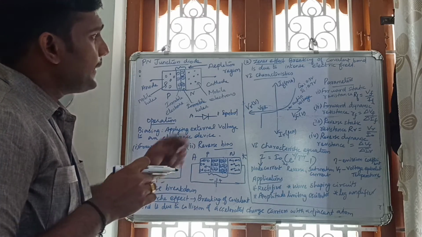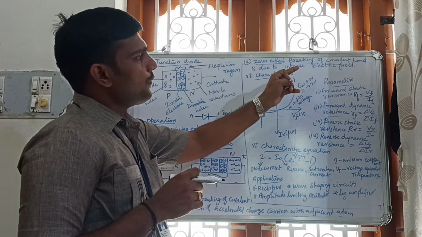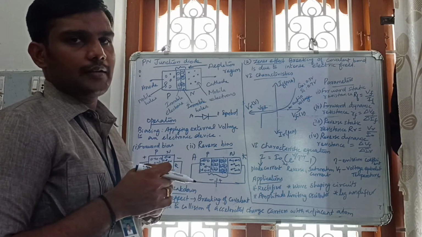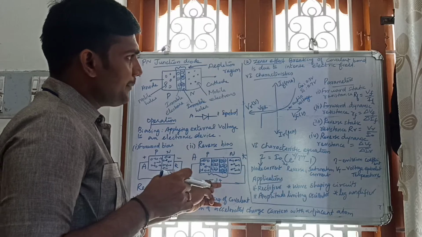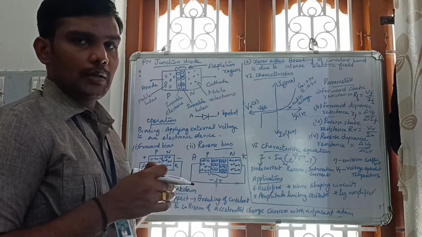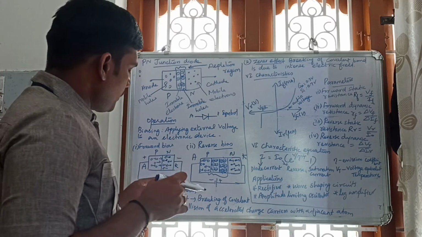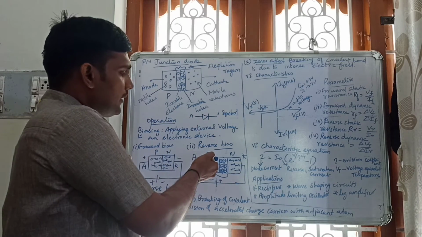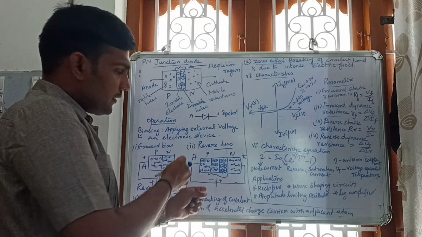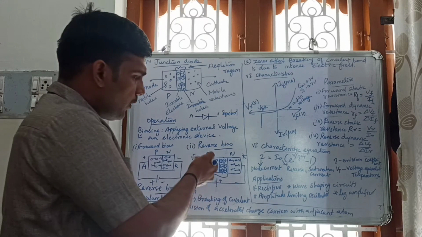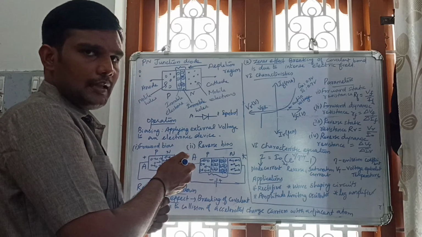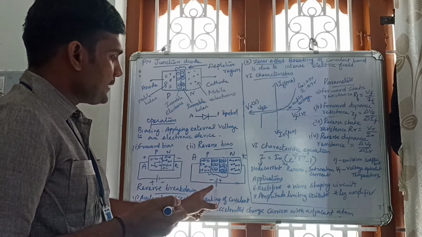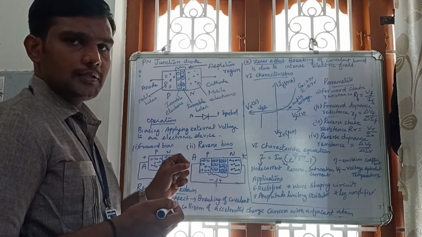And the Zener effect: here the breaking of covalent bonds is due to an intense electric field. Intense means a heavy electric field, right? So when a heavy reverse bias is applied, Zener breakdown occurs. Because of avalanche breakdown and Zener breakdown, when the supply reverse bias is more, breakdown occurs. After the breakdown occurs, the current increases. That is the concept in reverse bias.